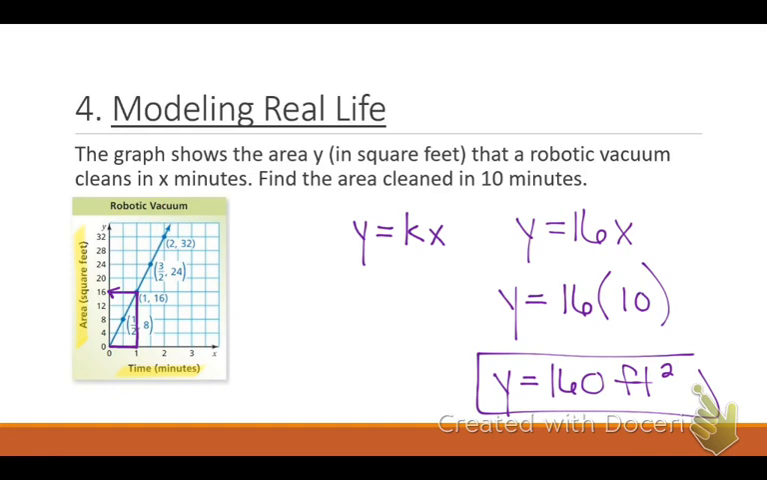160 square feet. All right, and I literally could have given you any number. It didn't have to be 10, it could have been 12, it could have been 15, could have been 20. And guess what? I could have given you square feet too and asked you how many minutes, but then you would have plugged it in for y. So you see, guys, once we have the equation and we've established what k is, we can work it a lot of different ways. You see that? We can scale it. All right. Okay, so we're doing good.